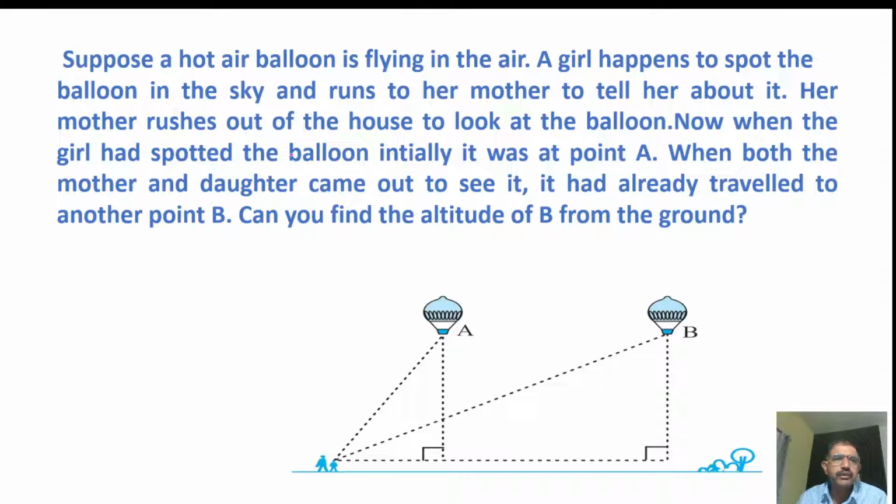One more problem shown is, suppose a hot air balloon is flying in the air. A girl happens to spot the balloon in the sky. First the girl was alone, so she looks towards this balloon. She runs towards her mother, and when both come together, they find that the balloon is at a new position. Can they find out the new altitude of this balloon? Yes, again it is possible by using the trigonometric ratios and the horizontal distance. We can easily find these things. So these are the applications of trigonometry that we are going to discuss.